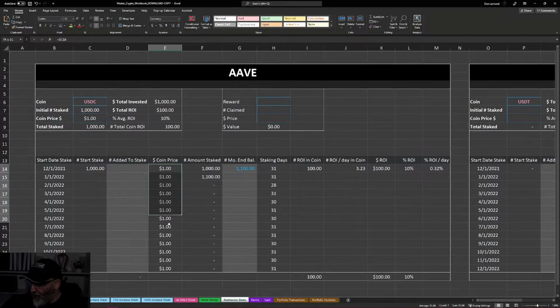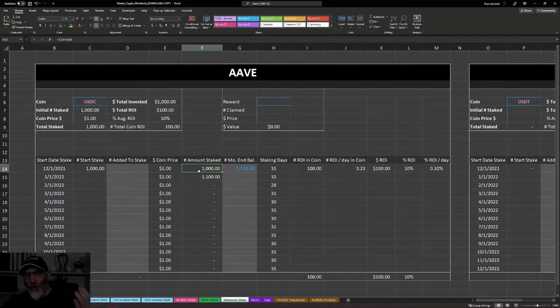The price is always going to be $1. And so what happened was, going left to right on this month, at the end of the month, I had more than 1,000 tokens because I staked them. And over 30 days, let's just say I got 10% on my tokens. And I ended the month with 1,100 tokens. Now, there's 31 days in that particular month. And so that means that my return on investment in coins was obviously 100 coins.